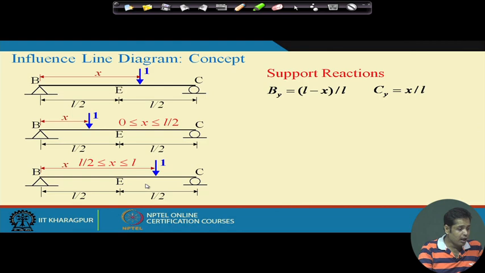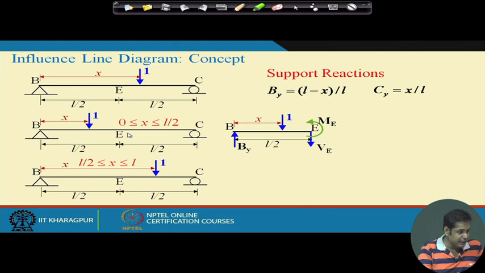Now, we can take the free body diagram of part BE and draw it. So, this is B, this is the unit load acting at a distance x, this distance is L by 2, and the internal forces at E will be shear force. Please be consistent with the sign convention. This is our sign convention VE, and sagging moment is positive, this is ME. There will be a horizontal force as well, that is not explicitly shown here because the horizontal force is 0. So, this is the free body diagram of BE.